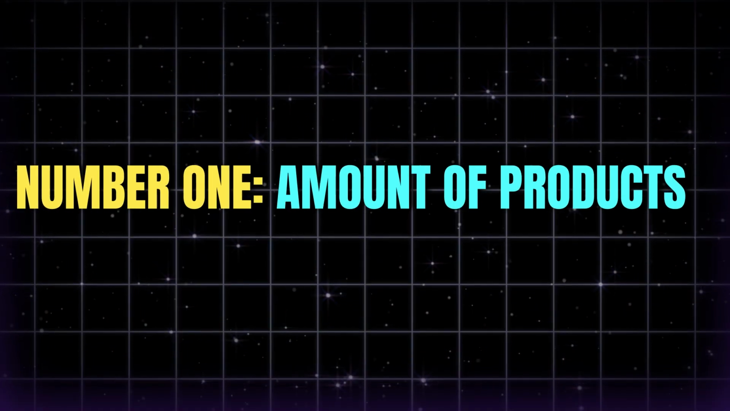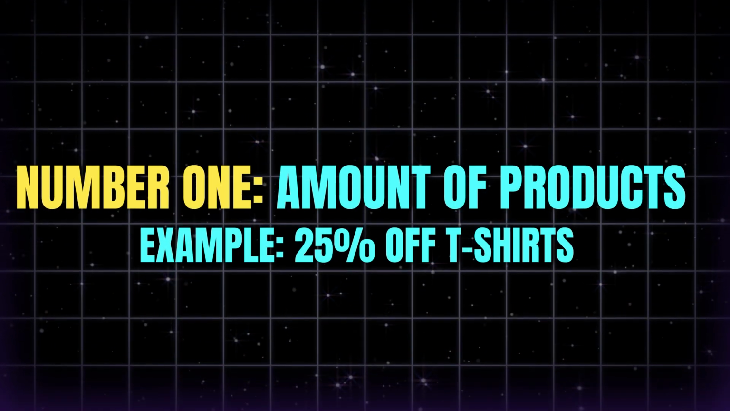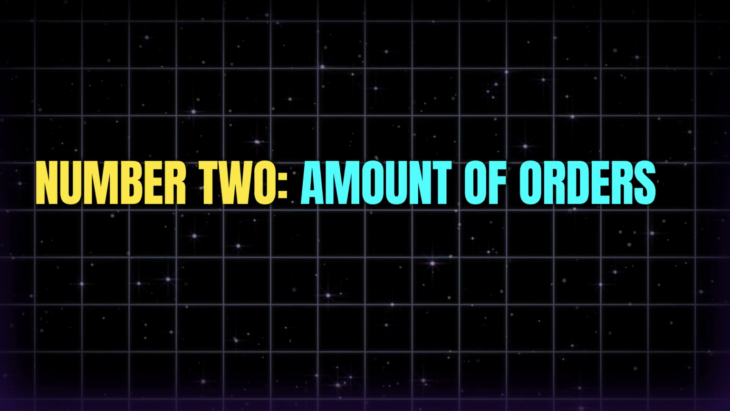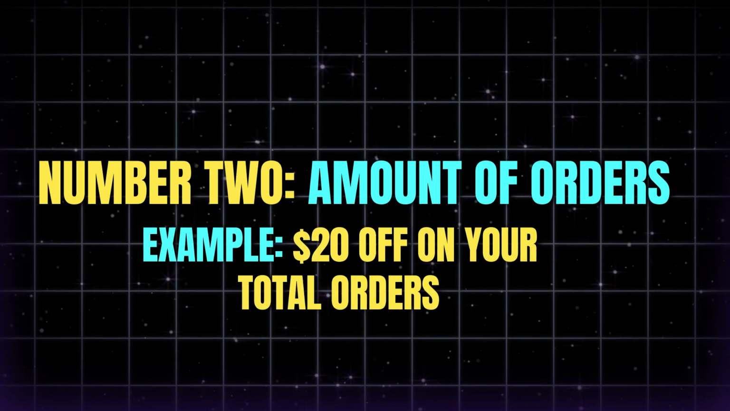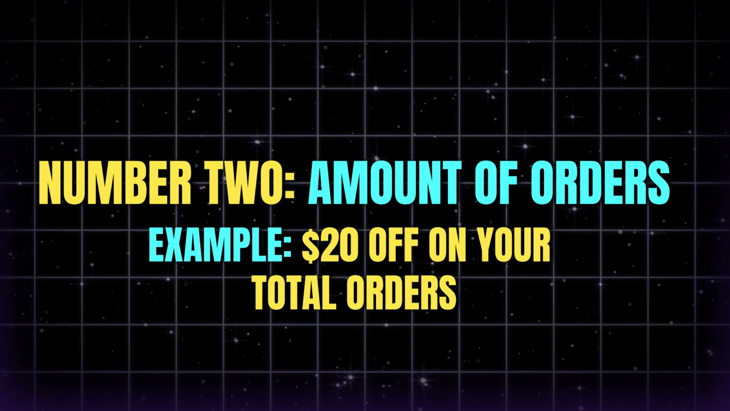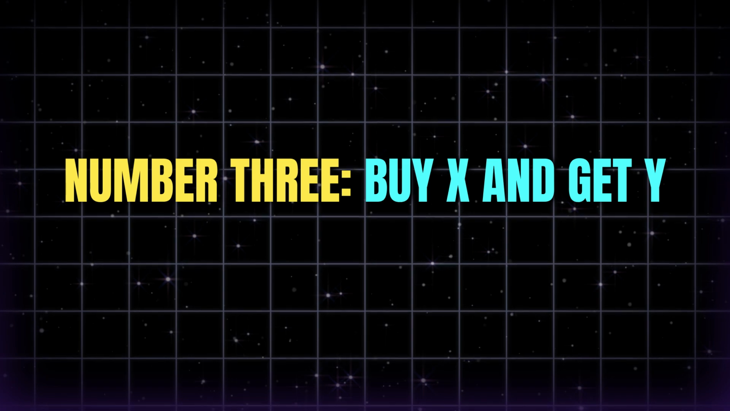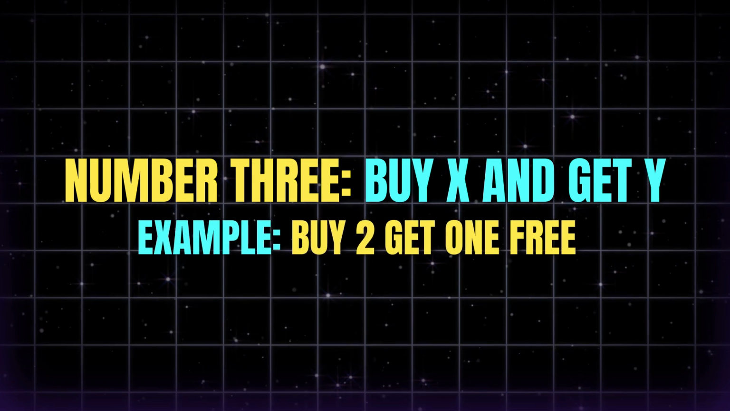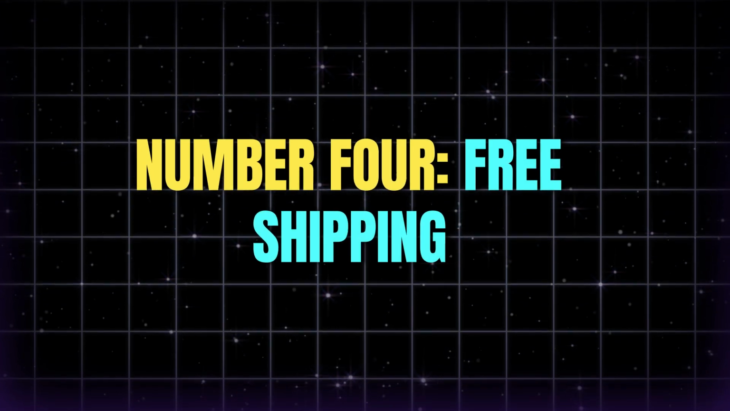Number 1, amount off products, like 25% off t-shirts. Number 2, amount off orders, like $20 off your total order. Number 3, buy X, get Y, like buy 2, get 1 free. And number 4, free shipping. You can create these as discount codes your customers enter, or make them automatic so they apply on their own.